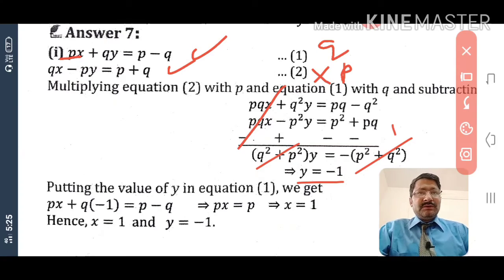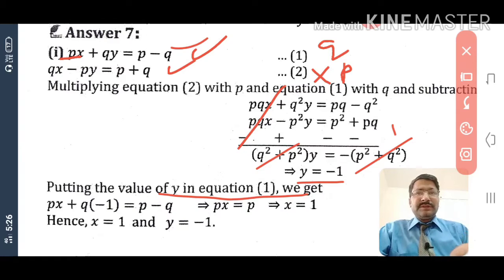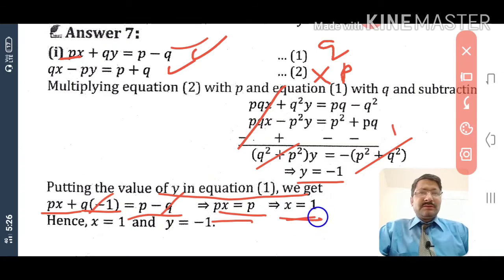Now you put y equal to minus 1 in equation 1. In equation 1 we get px plus q, and in place of y we put minus 1, equal to p minus q. Here we have minus q and this minus q will cancel, so we get px equal to p. Now p and p cancel, and you get x equal to 1.